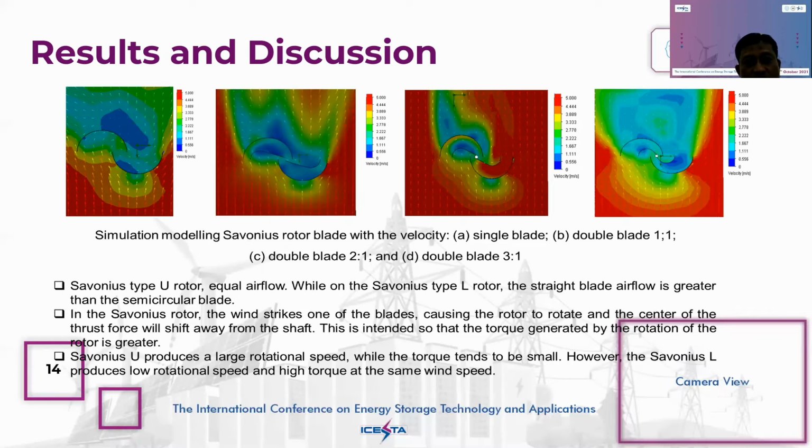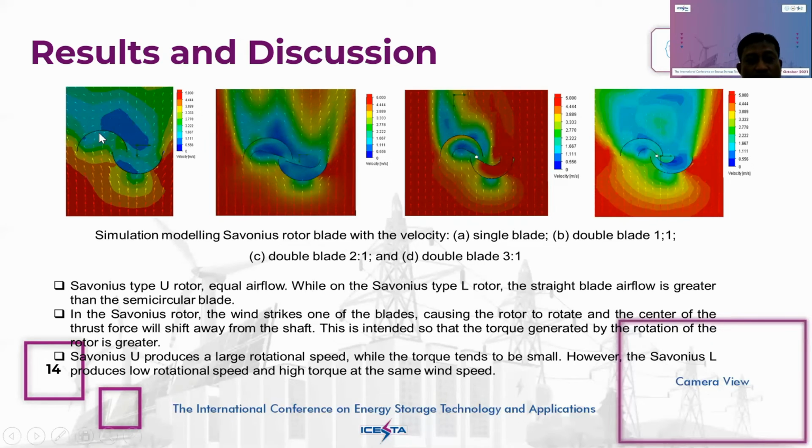Next is simulation modeling for the Savonius rotor with velocity: single blade, 1:1 ratio, 2:1 ratio, and 3:1 ratio. Savonius U produces a large rotational speed while the torsi tends to be small. However, the Savonius L produces low rotational speed and high torsi at the same wind speed.